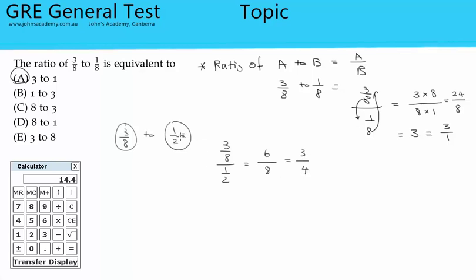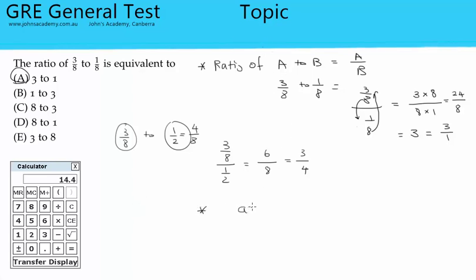The reason is, 1 on 2 is the same as 4 on 8. 4 out of 8 is the same as 1 on 2. You see, when the denominator is the same, it's a 3 to 4. So that's confirmed. Another ratio rule that you must understand is this.